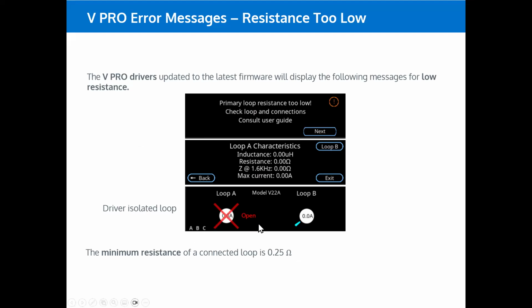But just remember that the minimum resistance we can use for the vPro drivers is a quarter of an ohm. That's for all of them. That's for the V22A and the V34 and the V34A. Also the V22 single output driver. It's the same.